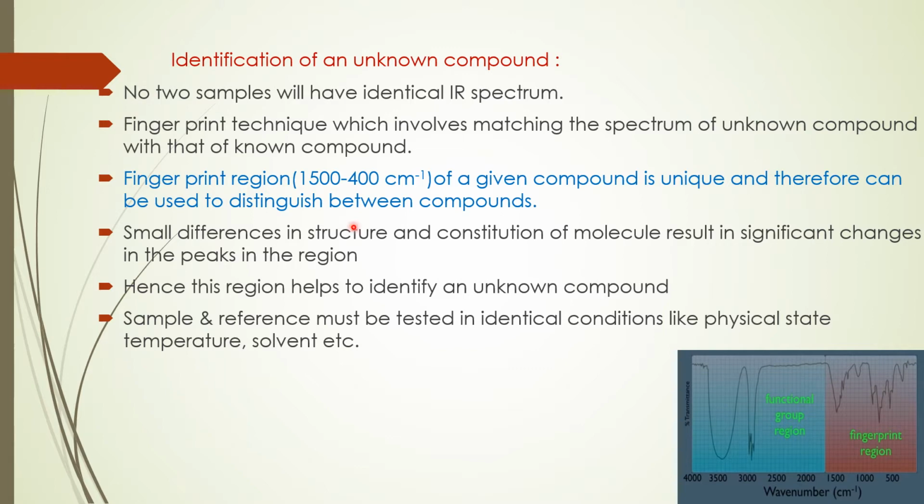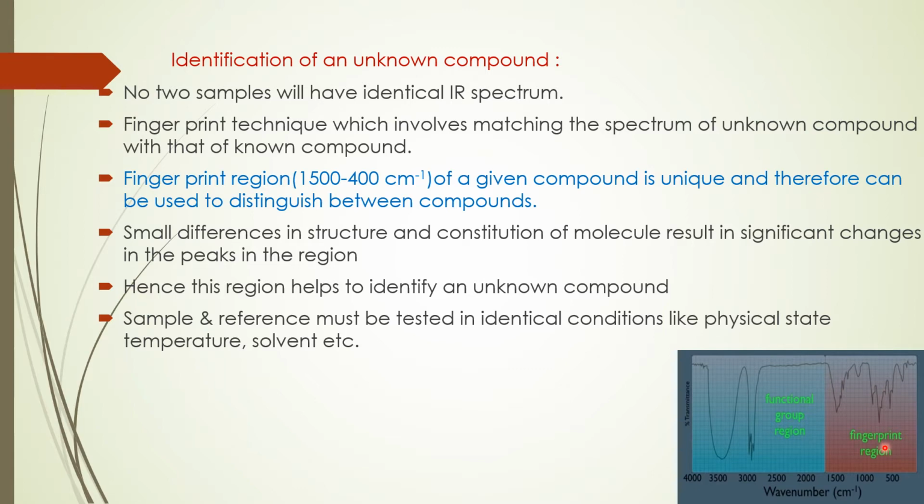Fingerprint region is between 1500 to 400 per centimeter, and the spectrum of a given compound will be unique in this region, and therefore it can be distinguished from other compounds. So fingerprint region is important because each compound produces its own unique pattern of peaks in this region, just like a fingerprint of human beings.